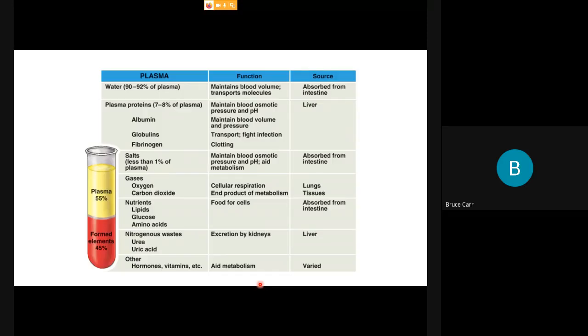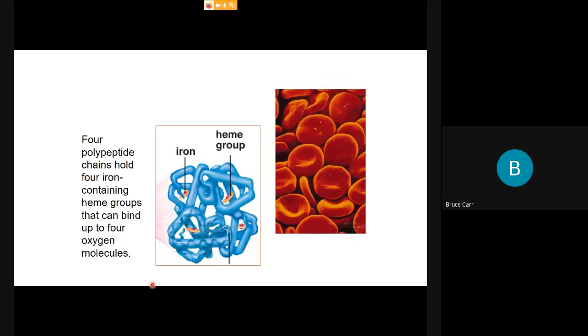So here we have a basic plasma sheet with everything that we have previewed in the plasma proteins. We've already talked about salts, gases, nutrients, nitrogenous wastes, and other as a prelude to looking at the blood carefully.